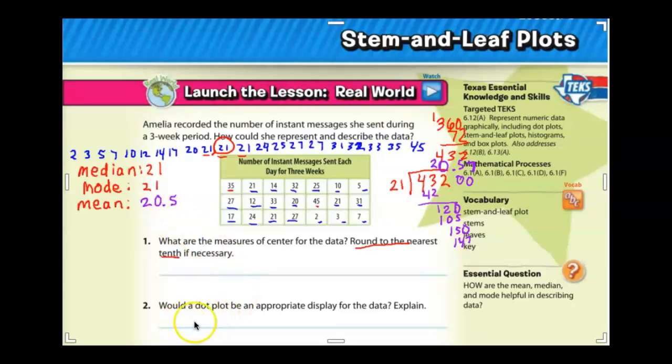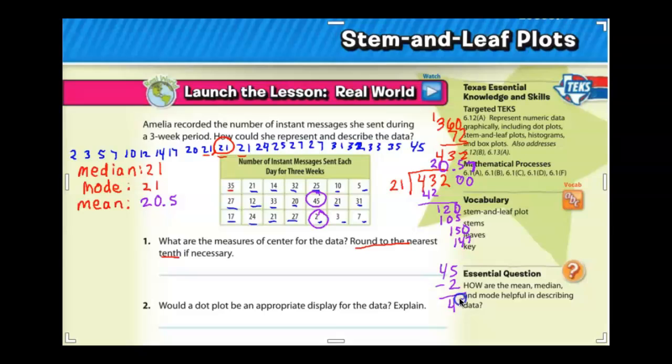Okay. So would a dot plot be appropriate to display this data? And the answer is actually no. And the reason being that there's such a big range. The very smallest number is 2, and the largest number is 45. So if we were to take 45 and subtract 2, what's the range going to be? Exactly, the range is 43.